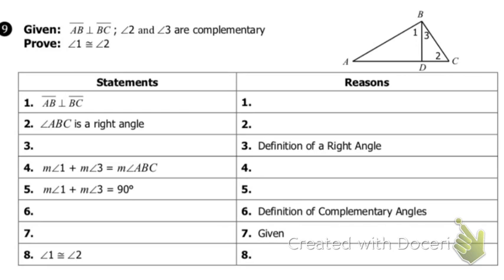Okay, so our first one is given that segment AB is perpendicular to segment BC. And I'm going to write that in our picture by giving it a right angle.